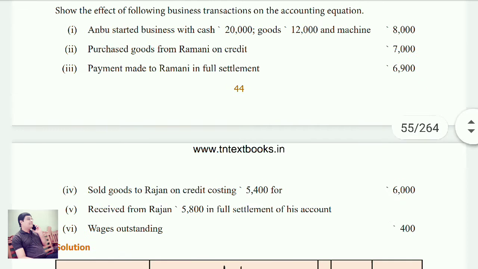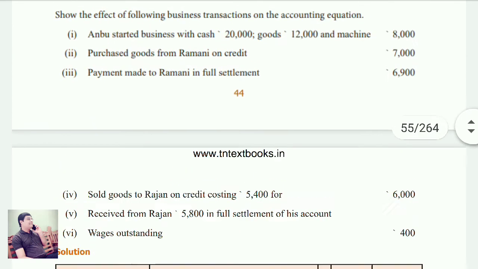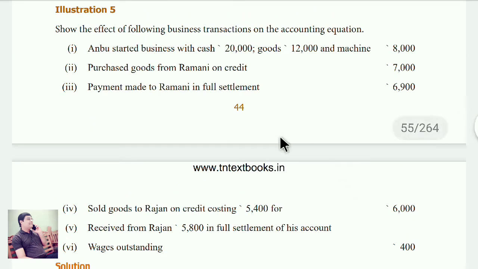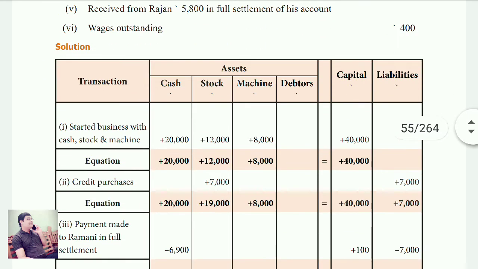Next one, payment made to Ramani in full settlement 6,900. So you had been paying the payment. You are giving payment to the Ramani. How much goods you purchased? 7,000 rupees of goods you had been purchased. But how much you are paying? 6,900. So 100 rupees less you are paying.